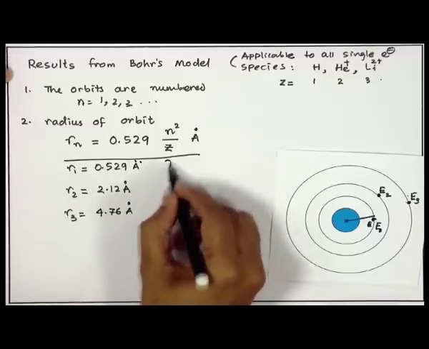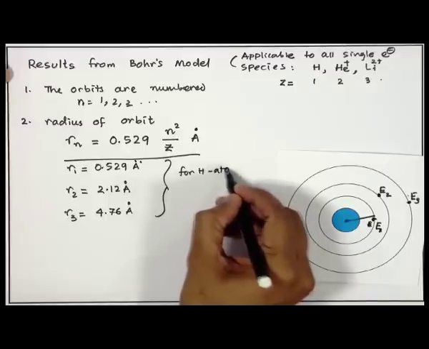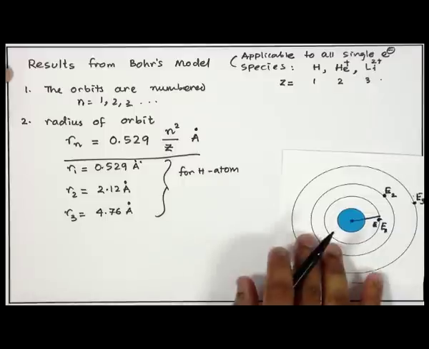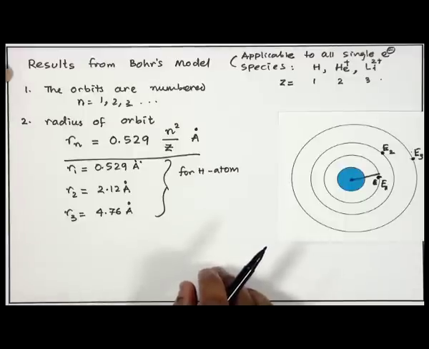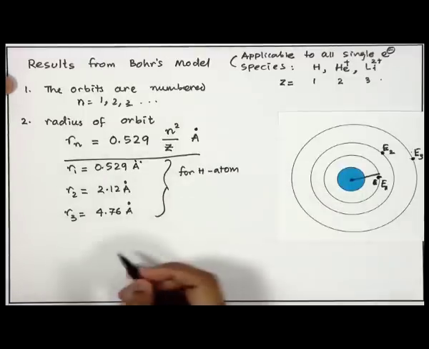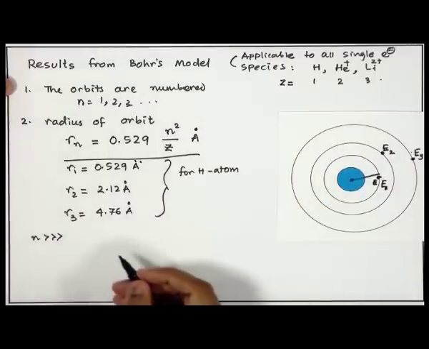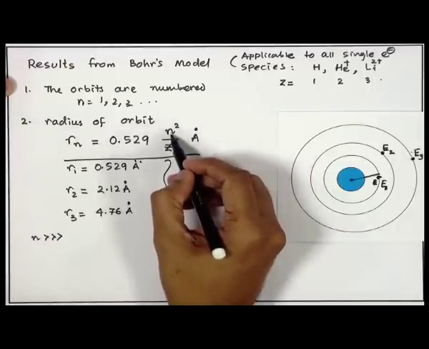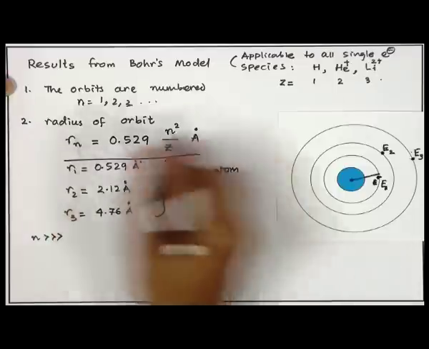These are all for hydrogen atom, because we have used Z as 1. If we use Z as 2, then we will get the radius of the orbit for helium plus. Right. What is the maximum value of n? N can be anything, it can be as large as you want. But when n is very large, you see the radius goes as n square. So, therefore, the radius becomes infinite.